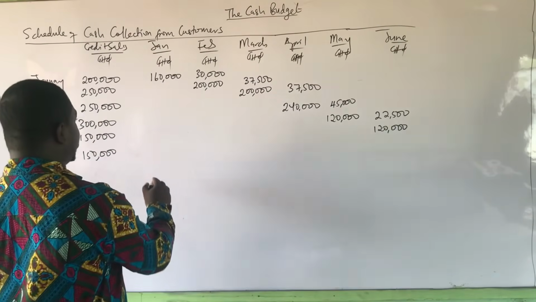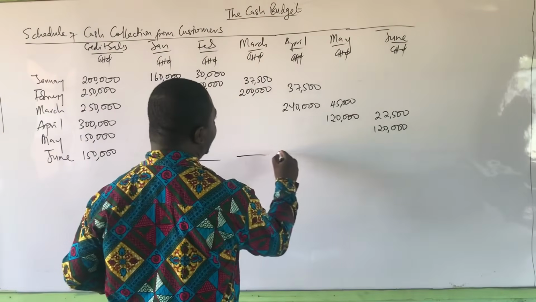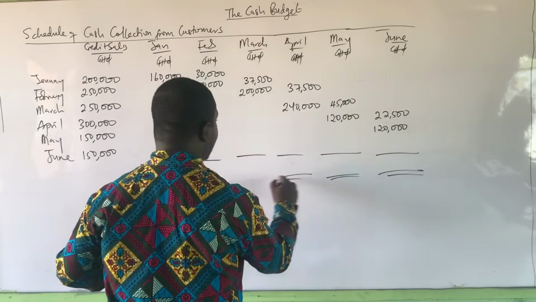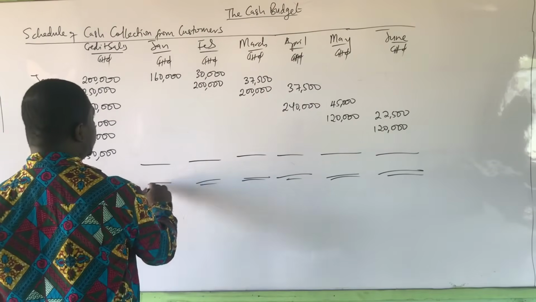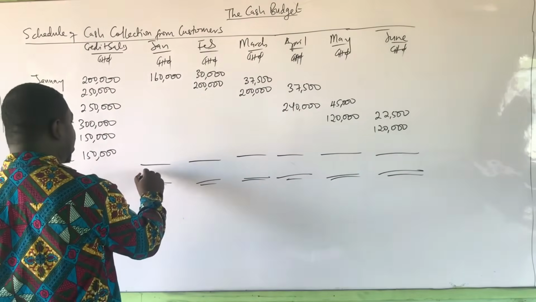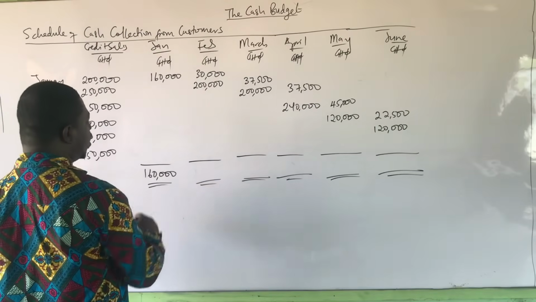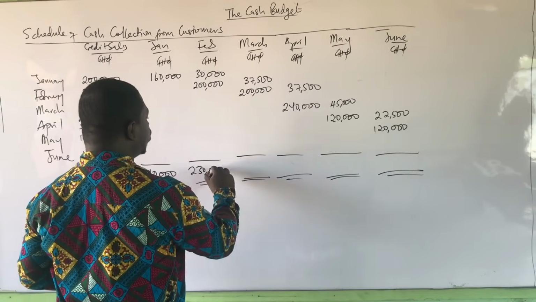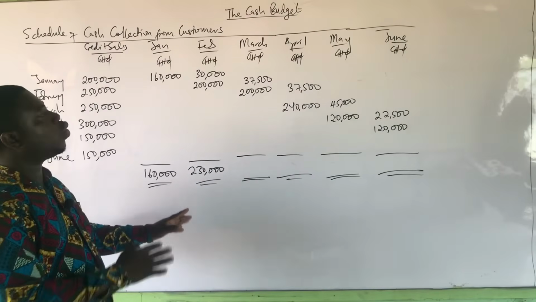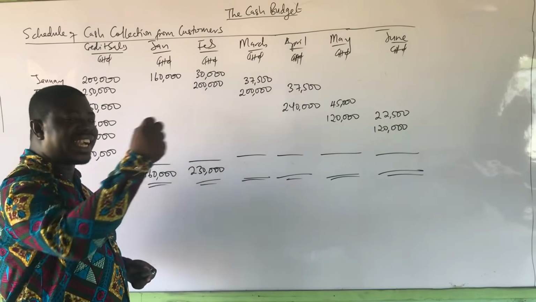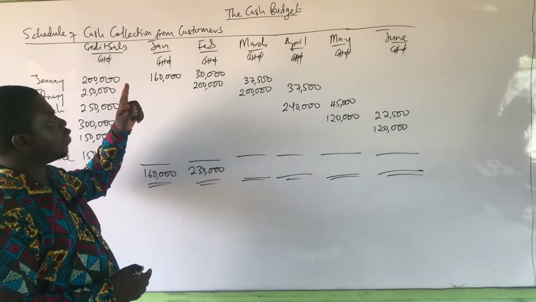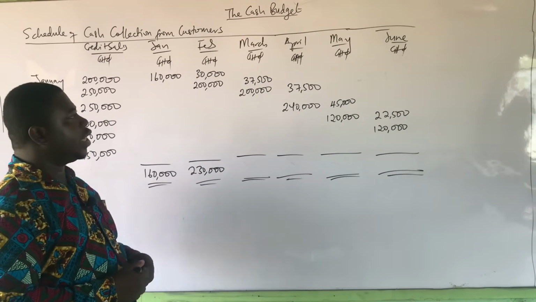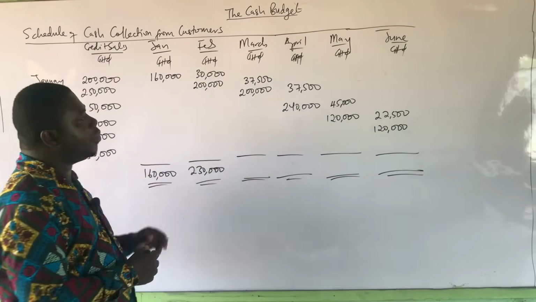So what we do now is to find the total of each month's collections. So we add that up month by month. And so for January, the total is going to be 160,000. For February, it's going to be 230,000. So the meaning is that this is the total amount that is collected in cash from debtors or customers for the month of February. Okay, and you see that it came from different months.